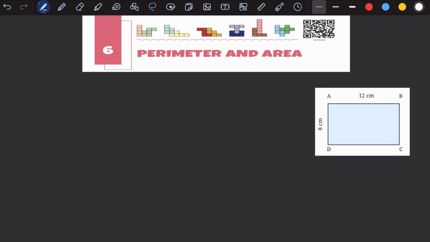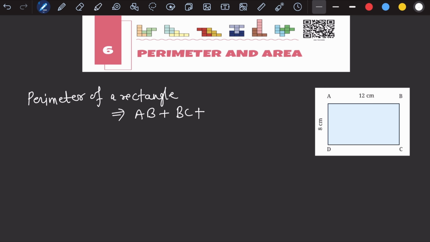Hello. So today we will discuss the topic perimeter and area, which is the new NCERT topic of 6th standard. Okay. So for that I will start with the shape rectangle. So the perimeter of a rectangle is equal to AB plus BC plus CD plus DA.